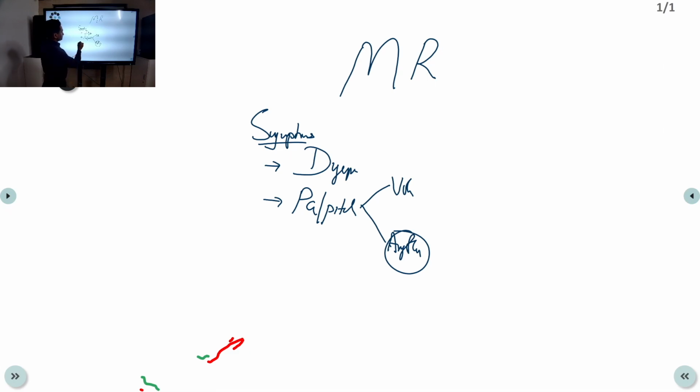Understood? Then the patient can have fatigue, and features of heart failure, right heart failure and left heart failure. These are some of the symptoms that a patient with mitral regurgitation can present with.